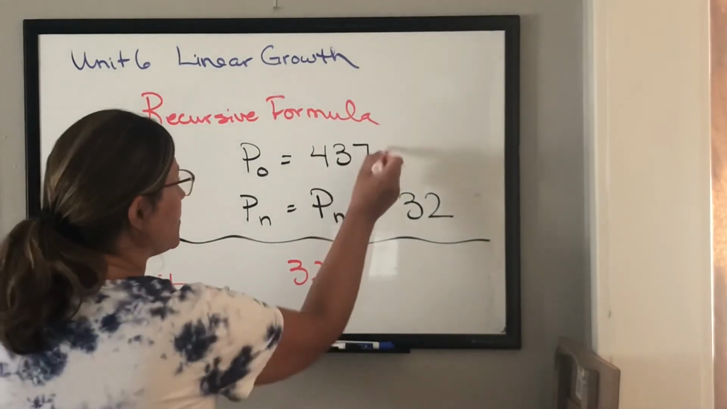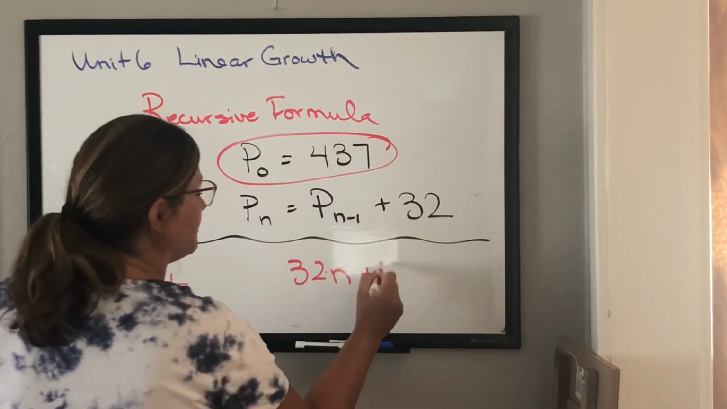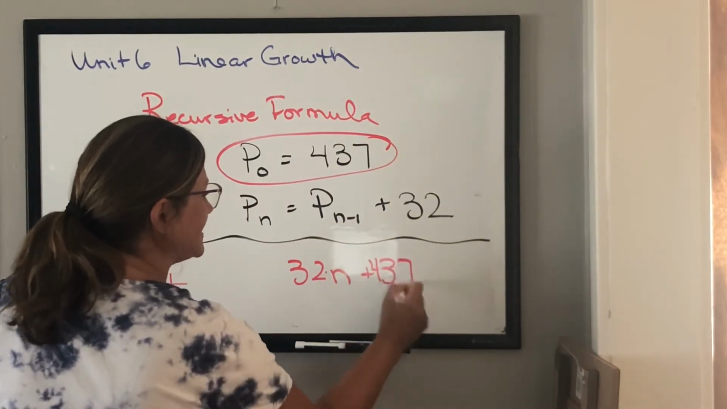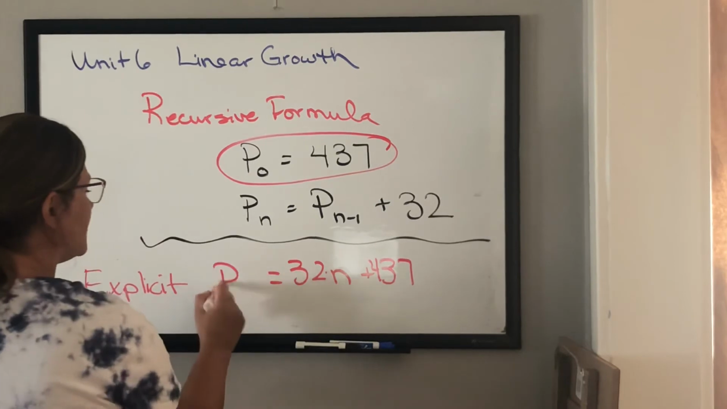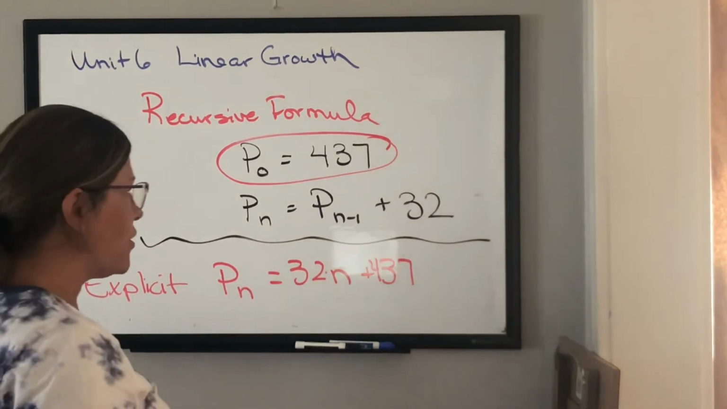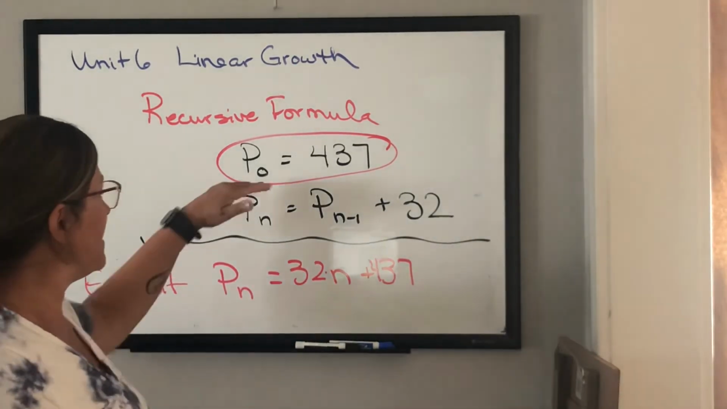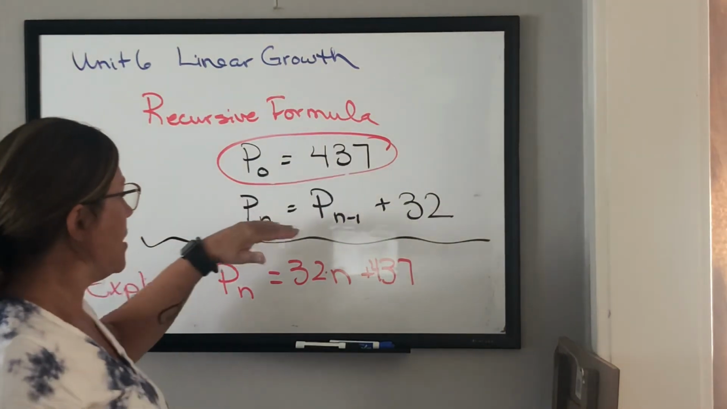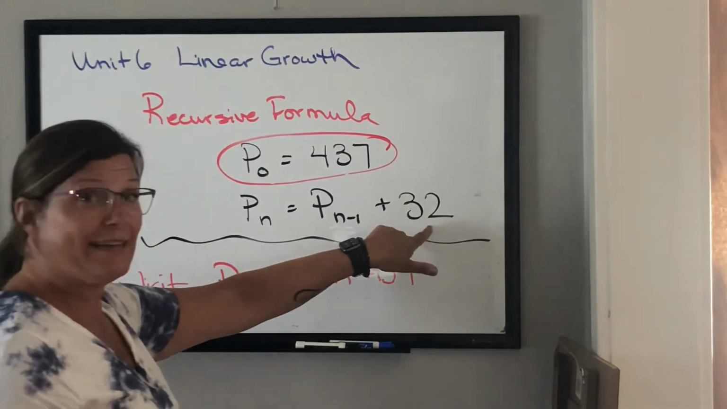And don't forget we have to add in this first one, 437. That is our explicit formula for P of n. Now notice they all have the same numbers. My P of 0 is 437. My P of n says this is what I'm adding each time.